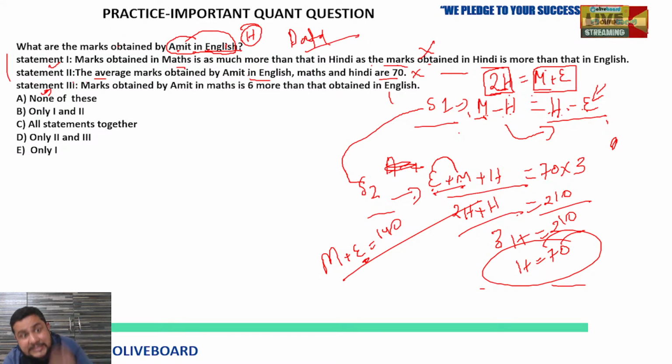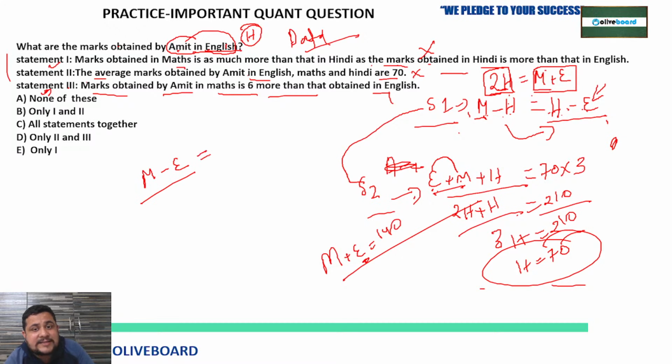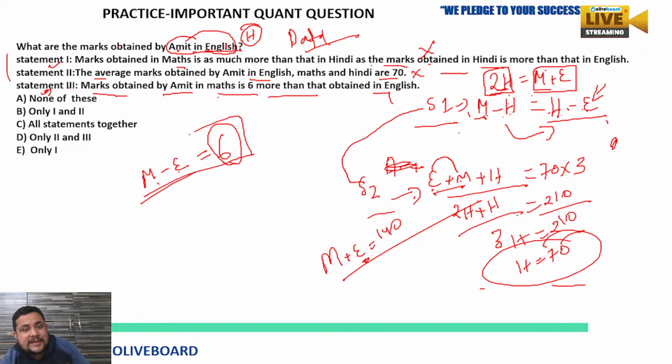I am telling you each and every situation you can face, right? So see, what is the third statement? Marks obtained by Amit in maths is 6 more than that obtained in English. So maths minus English, that difference is given now, and that is equal to 6. So maths minus English is equal to 6. So by this single third statement, can we determine the marks in English?